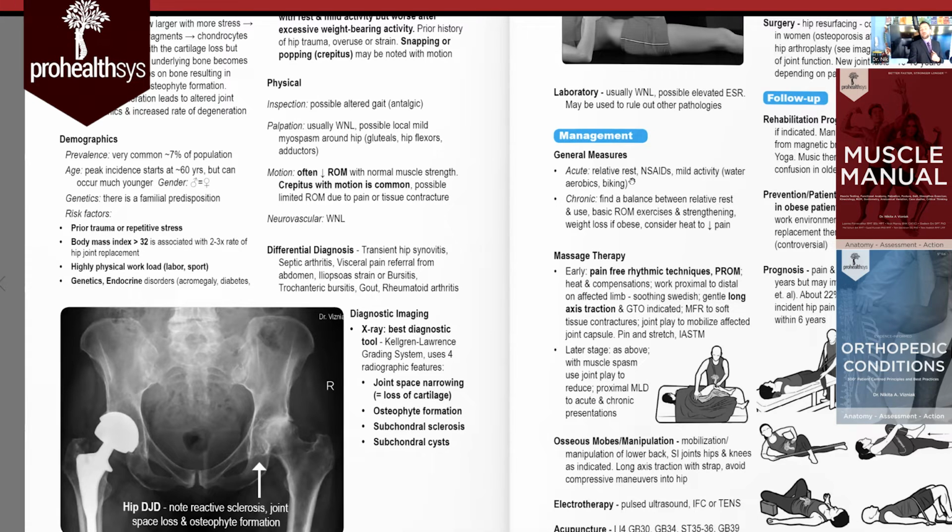So acute, it's going to be relative rest. They still want to move it. We know that general joint health for cartilage, we have to move joints around so the synovial fluid gives nutrients to the chondrocytes and all those tissues in there. We also want to look at maybe short-term, and again, short-term use of NSAIDs. You do not want to have a dependency or knockdown inflammation. That might actually be a normal response that should be happening.